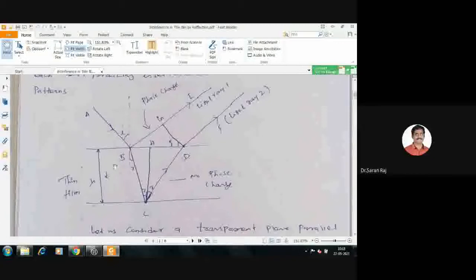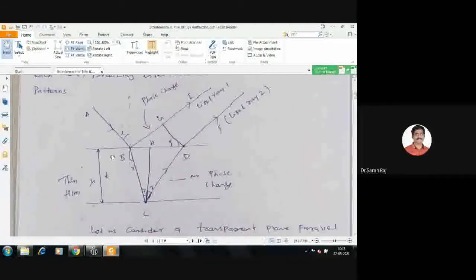This is the inside of the film. This is the outside of the film. That is the upper surface. Here, what is the medium? That is the air medium. Here, what is the medium? That is the thin film medium. Okay, so we can calculate the path difference of these two rays.